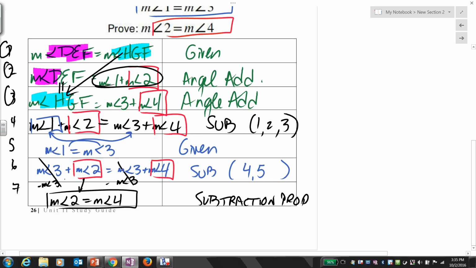So to recap, you always start with what you can do. It's usually a given, angle addition, angle addition. Look for things that you can swap out in order to get your targets by themselves.